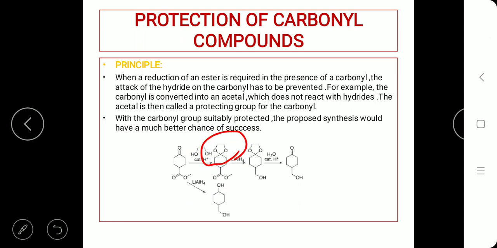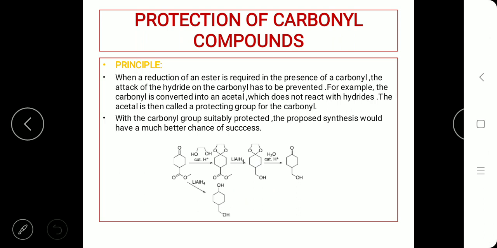So here you can see by the formation of an acetal, the ketone gets protected, and when the further reaction is made with the ester, that is, a reduction with lithium aluminum hydride, only the ester is getting reduced, whereas the ketone is protected. Now after the deprotection using acidic medium, we can get back the ketone.